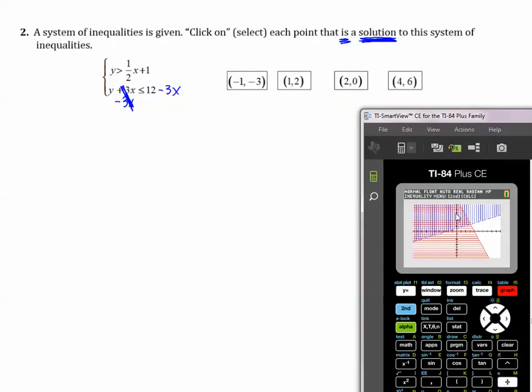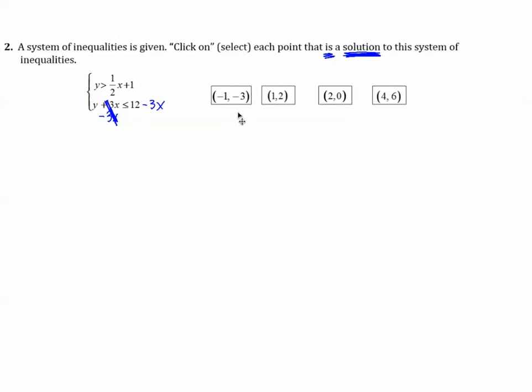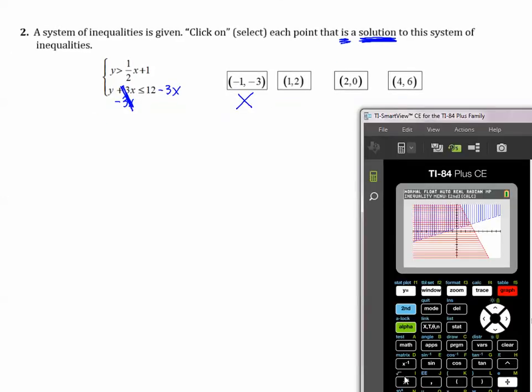So I've zoomed in on the screen to be able to get a closer look. Let's go through each of these points to see if it's in the shaded region. -1, -3. That's only red, and it's supposed to be red and blue, where both of the shaded regions are. So this is not a solution. How about 1, 2? Over 1 and up 2. When I go over 1 and up 2, it is where the red and the blue are both shaded.